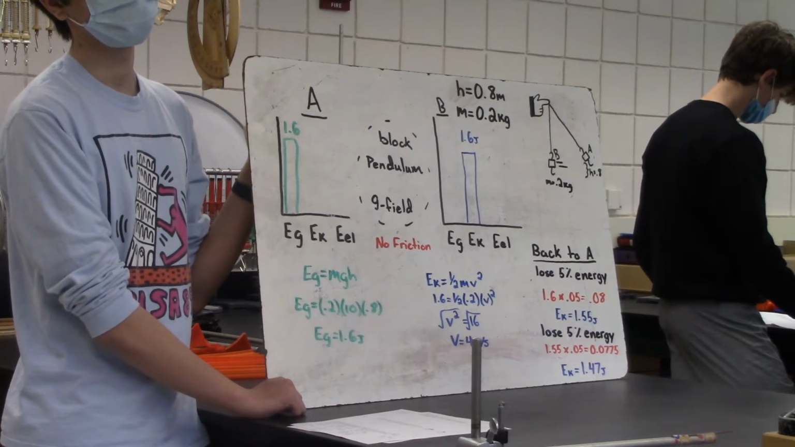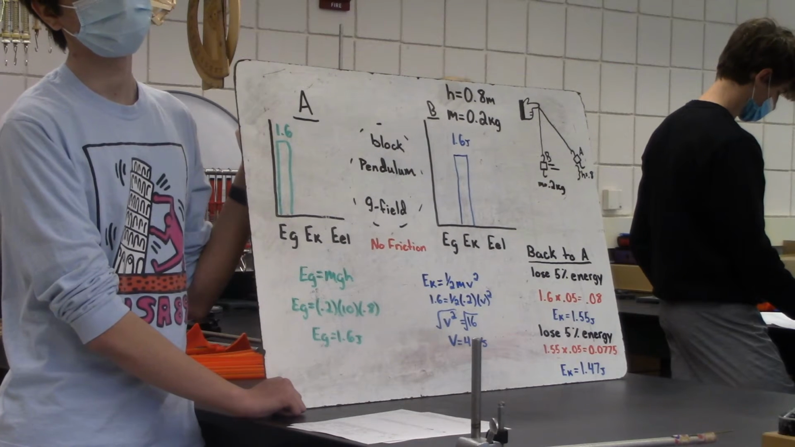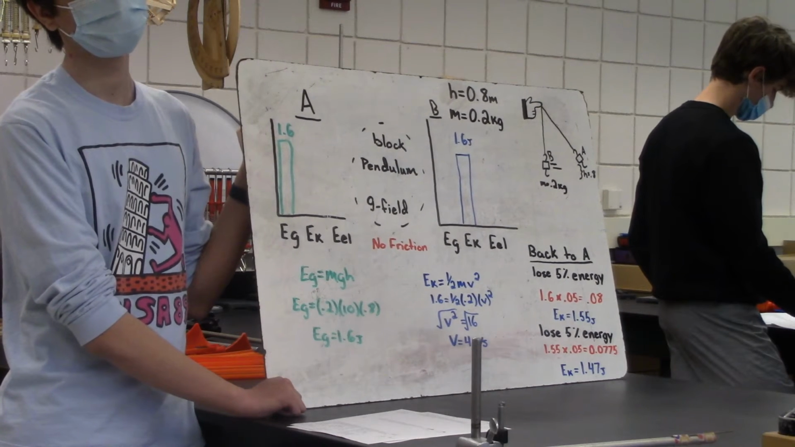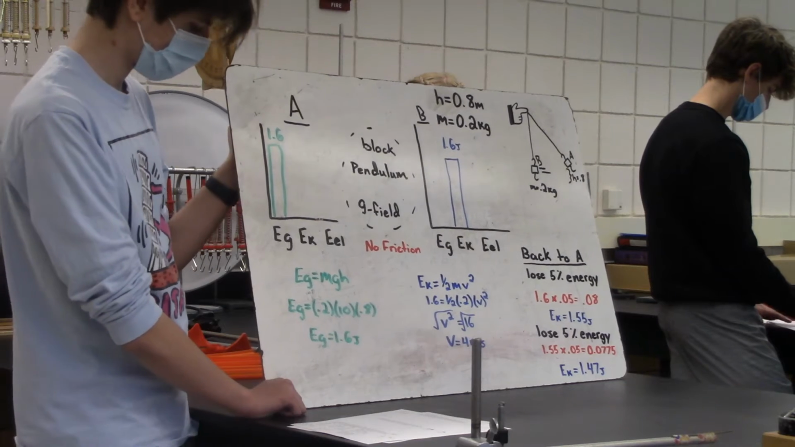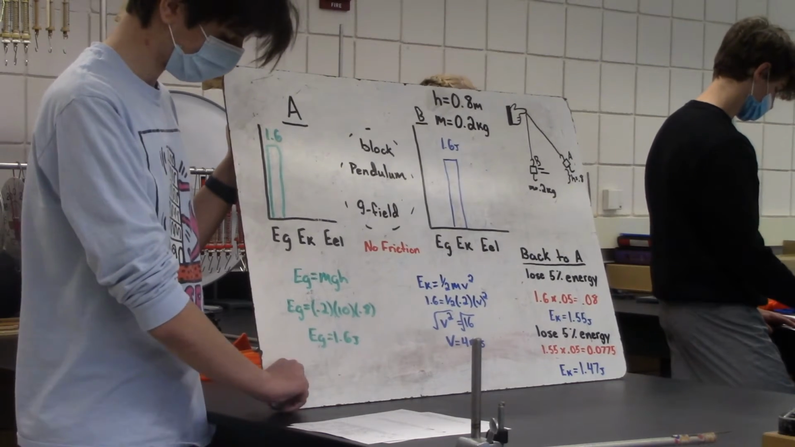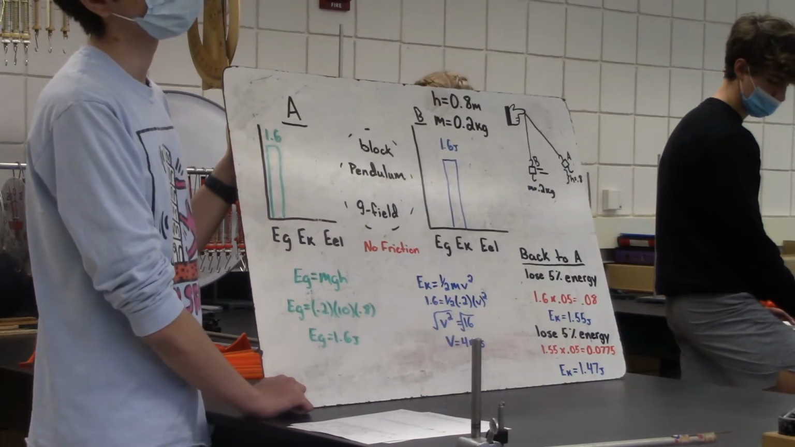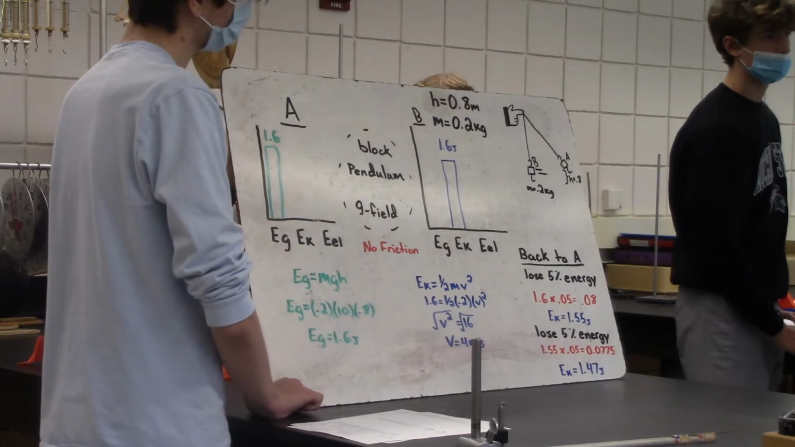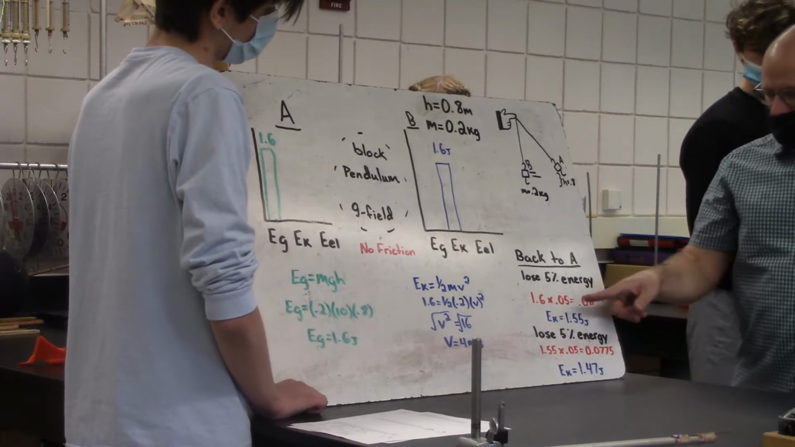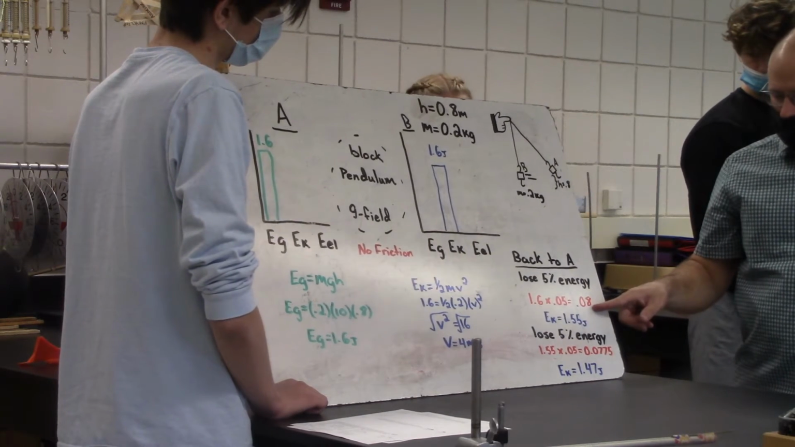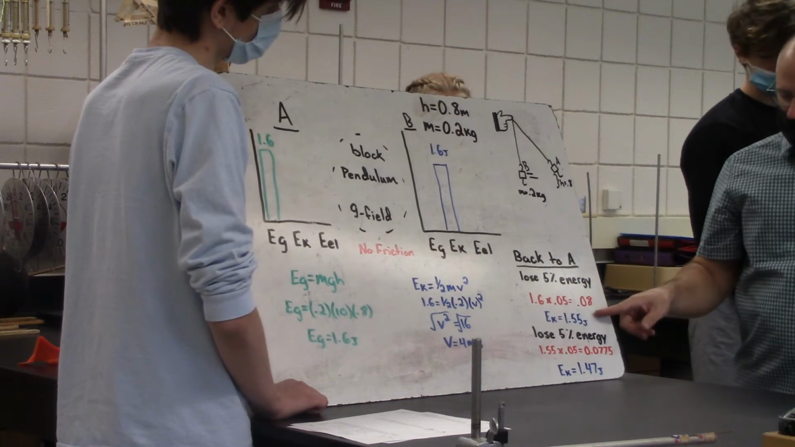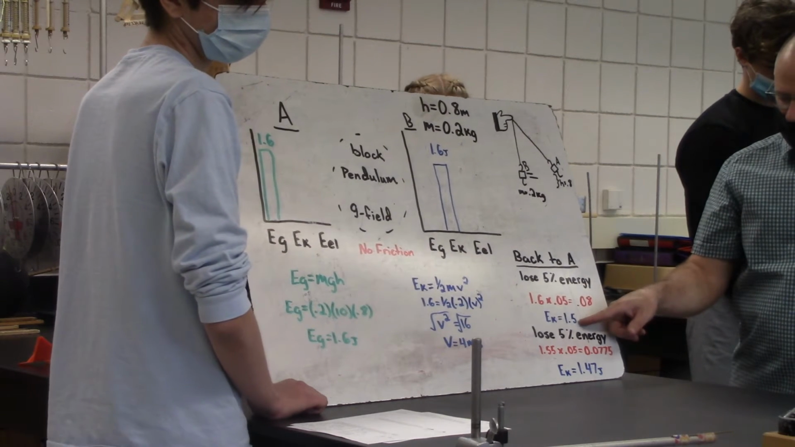I think you mean 1.52 joules, because 1.6 minus 0.08 would be 1.52. But yeah, so then we did it again. So I think it's just a typo here. You guys see what I'm saying? Yeah, I do. So this right here says this is how much energy you lose. And so if you started with 1.6 and you lost this much, it would be not 1.55 but 1.52.